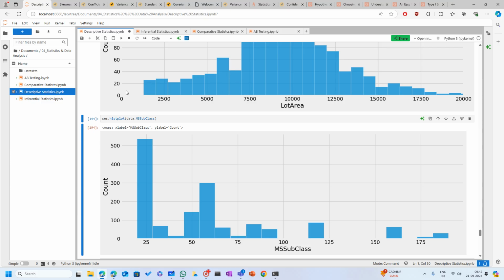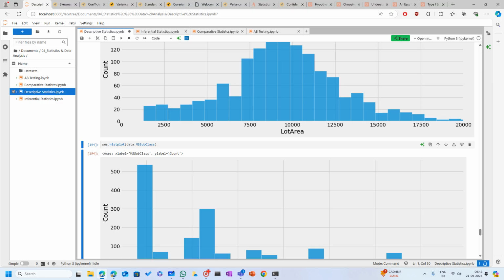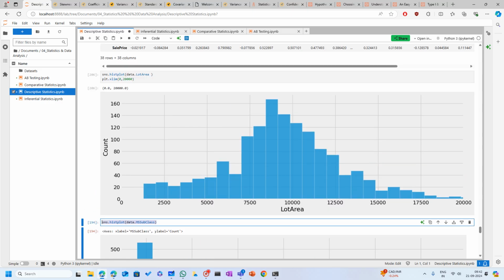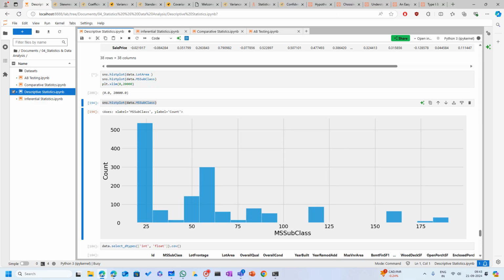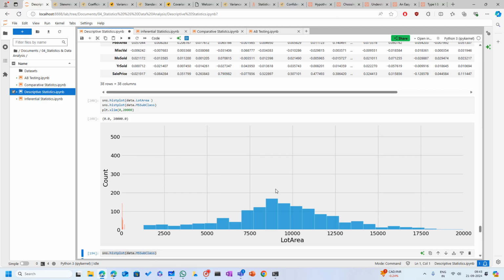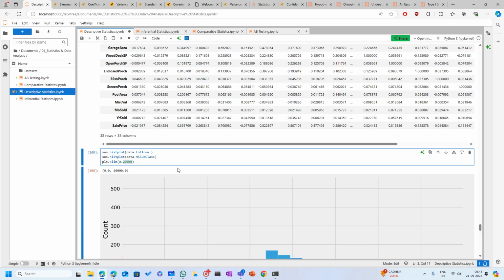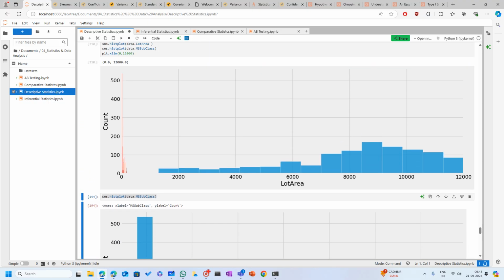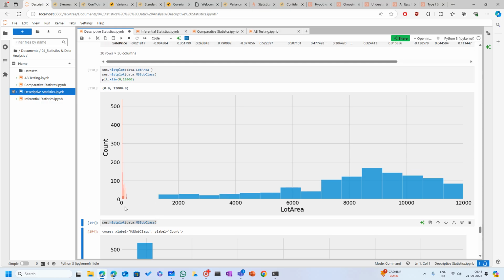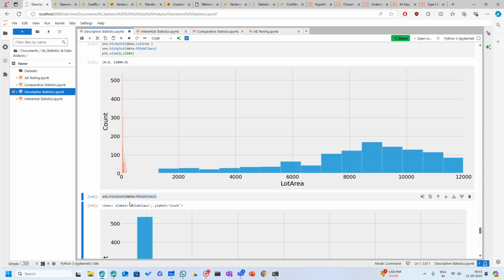Maybe I'll give a different color, I don't know if this will work, but yeah. Notice now both are on the same plot, and to this I will apply, let's say, 12,000. Now see, you notice the difference, right? So this entire data is on the left, and this data, in comparison to this, is on the right side.